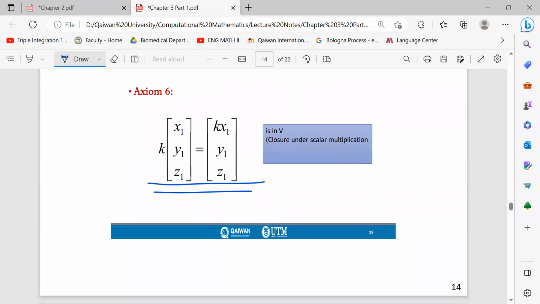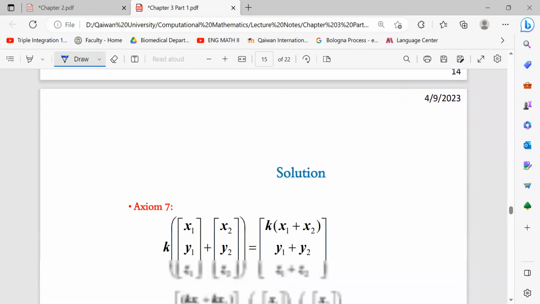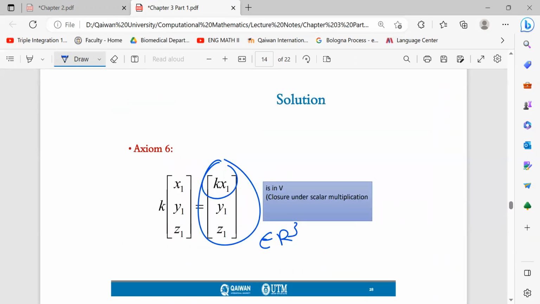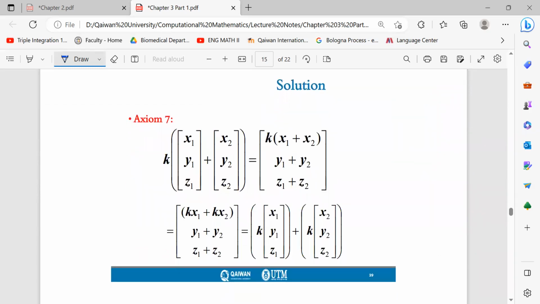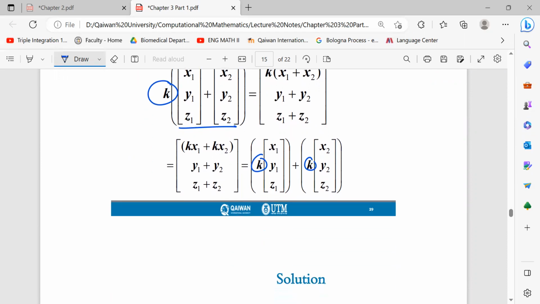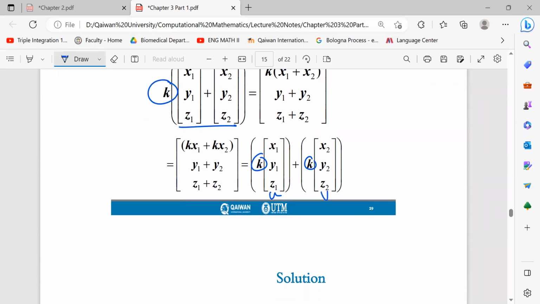For axiom 6, look, it's scalar multiplication. If we multiply any vector by k, we get k times this. Is it in R3 or not? Yes, it's in R3, because here we have 3 elements. We still have 3 elements, so it's in R3, so it's closed. Axiom 7, if we multiply the sum of two vectors by a scalar, we get this. If we enter this, we get this. So if this is u and this is v, we get ku plus kv. Is it?